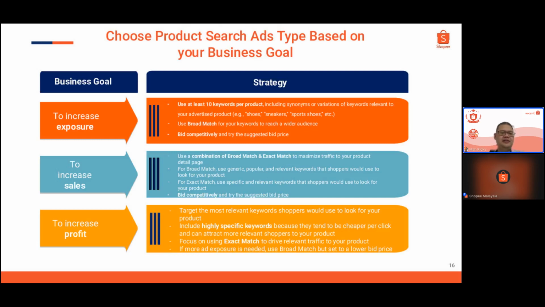This one is the strategy part. For this part we need to know the business goal. The business goals here are three: exposure, sales, and profit. Each business goal comes with a strategy. This is also an important thing. Before this, I think there were three questions that let me check on.